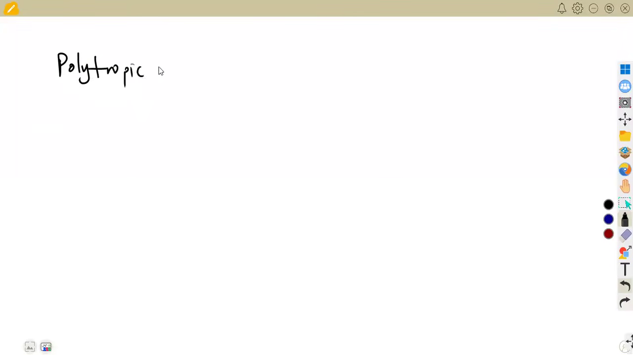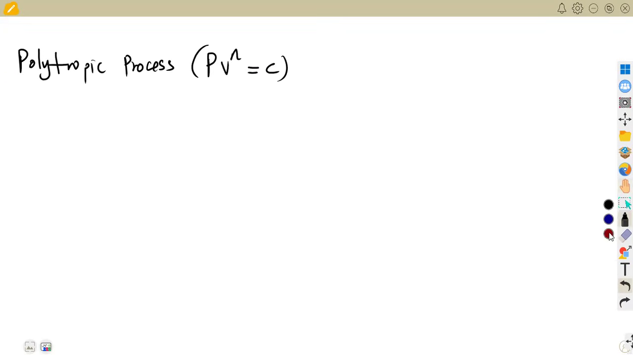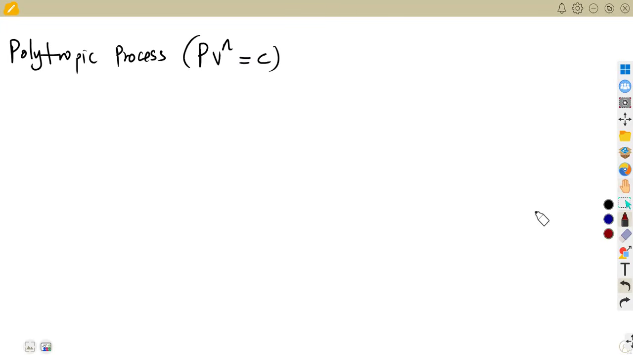All right, we've got the polytropic process, which says that this time we are going to have the law PV to the exponent of n, which is equal to C. This process mostly works hand in hand with the adiabatic process. Under an adiabatic process, you are dealing with theoretical values. Polytropic, you are working with practical values.